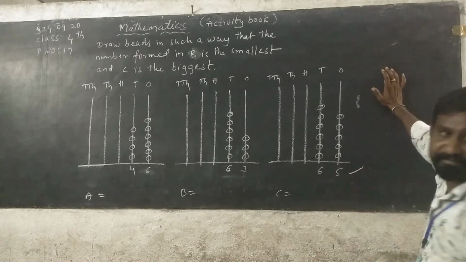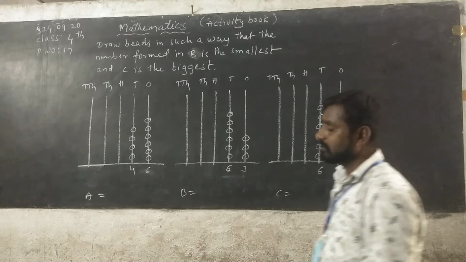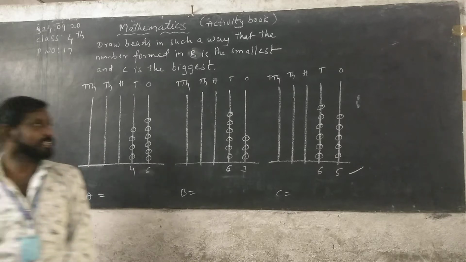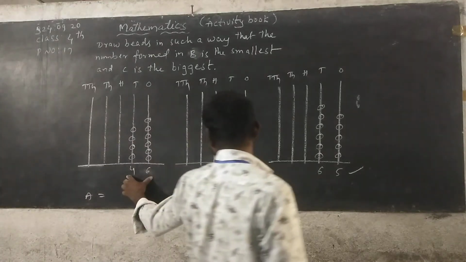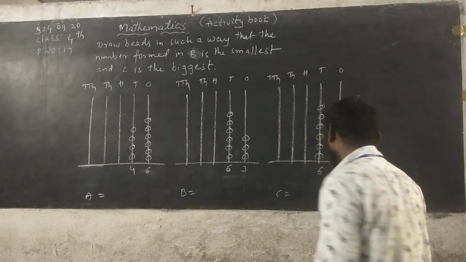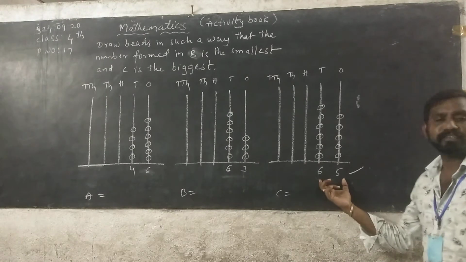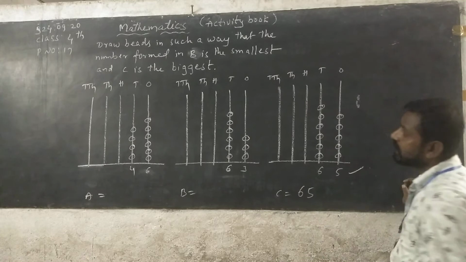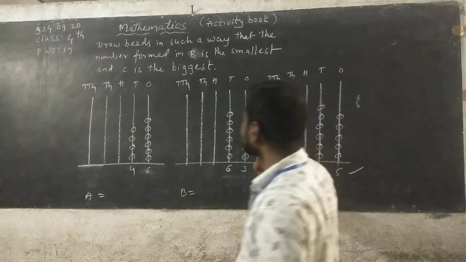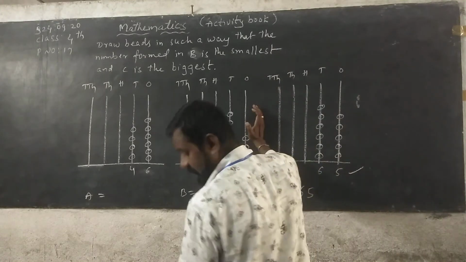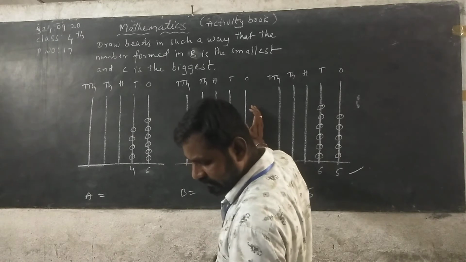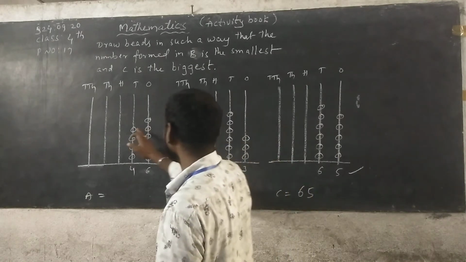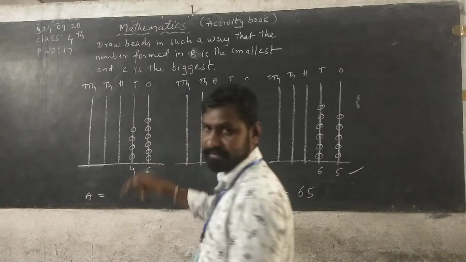This is okay. Okay? So one condition is satisfied. C is the biggest number because A is equal to 46, B is equal to 63, then C is equal to 65. So one condition is satisfied. Now next, B is the smallest, means you can change both two numbers.